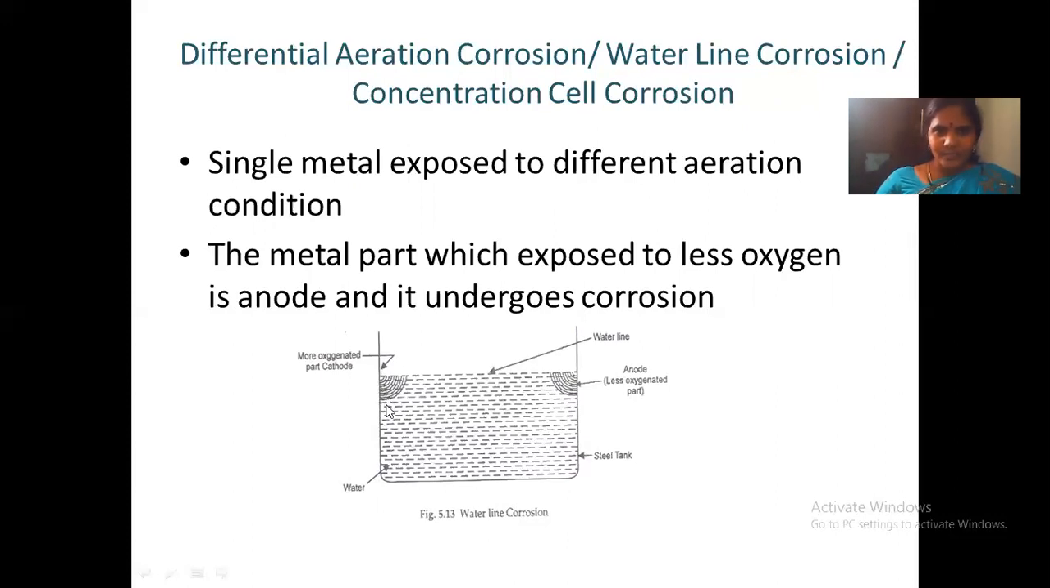The part which is less exposed to oxygen acts as anode, and the part which is more exposed to air or oxygen acts as cathode. So this less oxygenated part will undergo corrosion. Similarly, for a nail fitted in a wall, the exposed area can act as cathode, and the area inside, which is less exposed to oxygen, can act as anode. This comes under concentration corrosion, which is also a type of electrochemical corrosion.